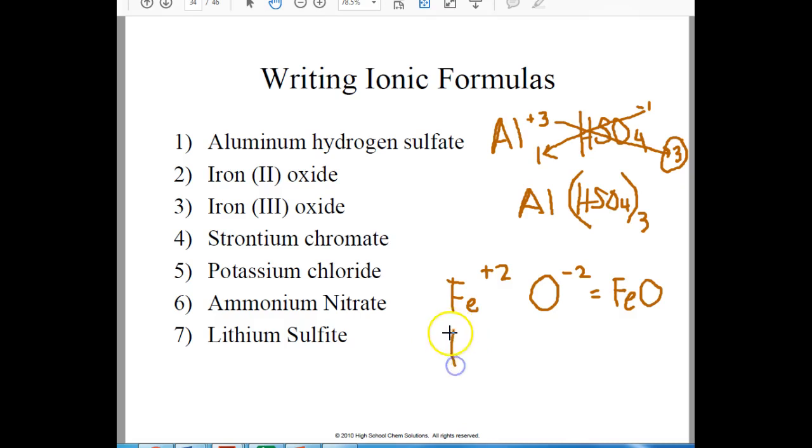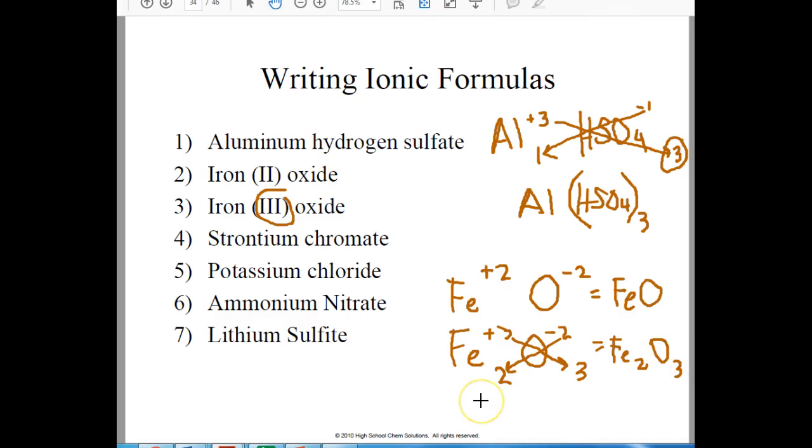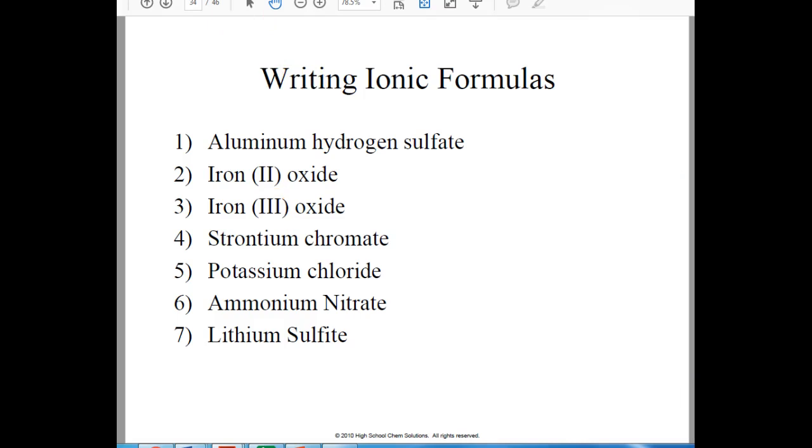Now it's a little bit different when I get into iron 3 oxide. Fe, this is iron 3. So it has a +3 charge. And then oxygen has a -2 charge. Going to crisscross because these are not balanced. So that 3 comes down there and the 2 comes down here. Now I do not need parentheses because I don't have any polyatomic ions. I just have iron and oxygen. So Fe2O3. Okay, iron 3 oxide. All right. Let me erase these so I have room for the next few.